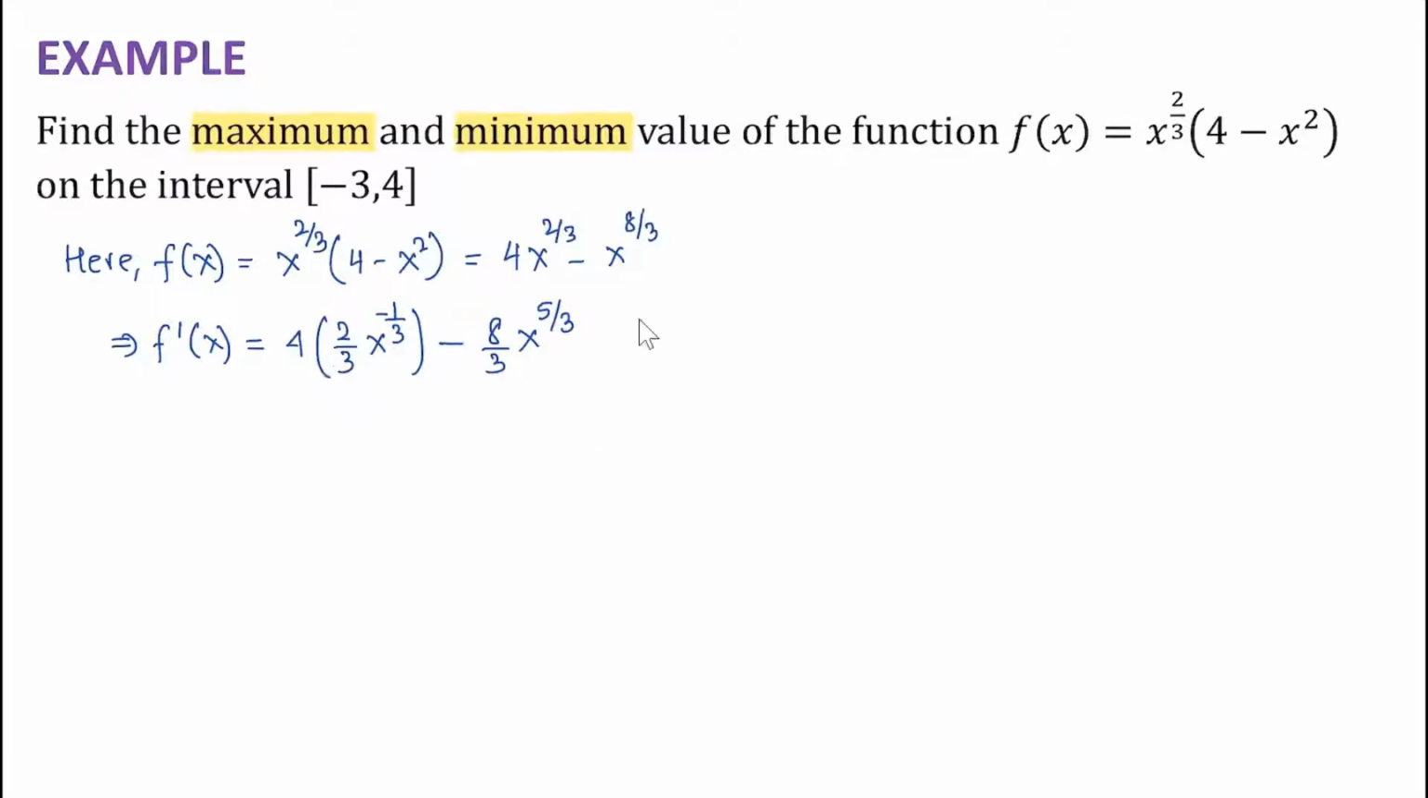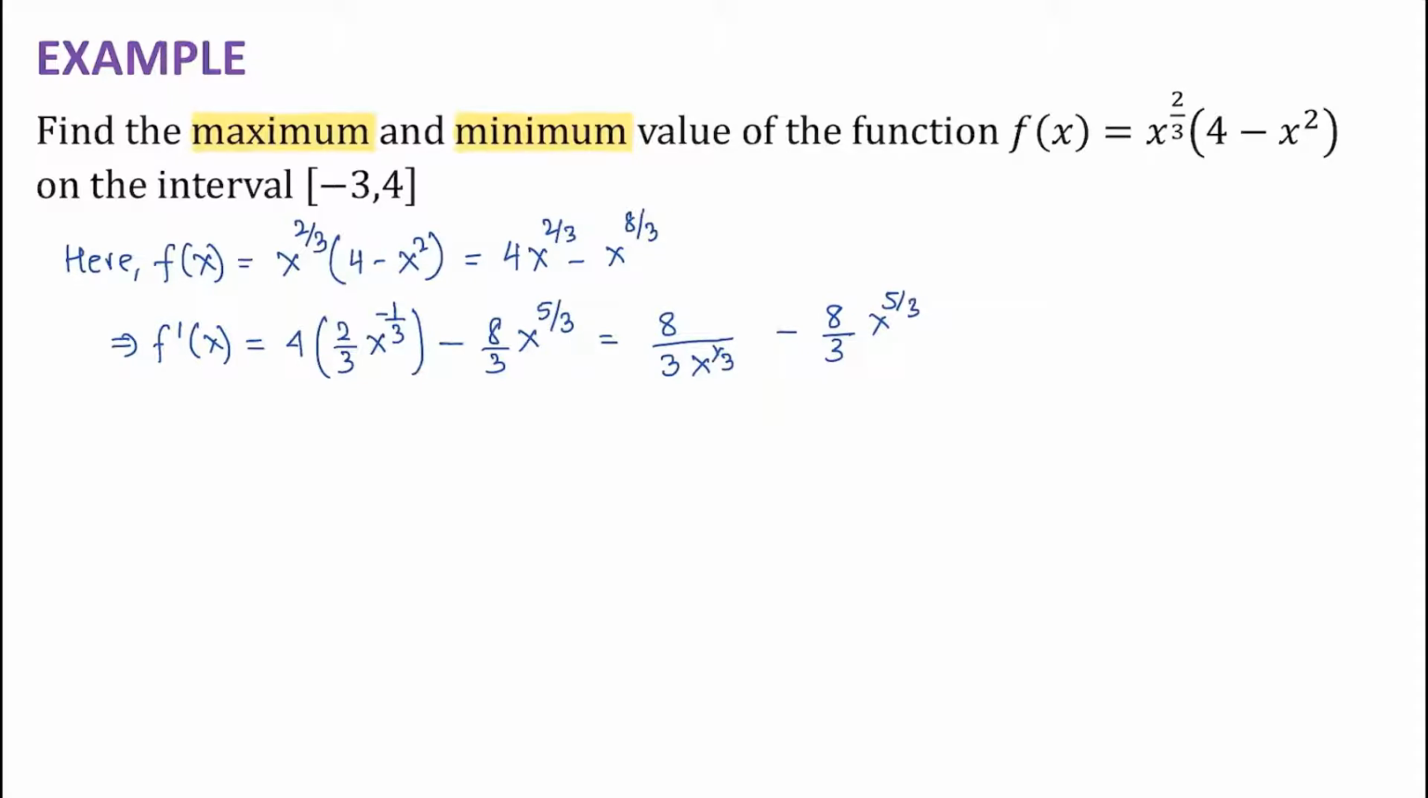Now let's simplify and make this a little nicer. If we multiply 4 with 2/3, it will be 8/3. So this is equal to 8 over 3, and x to the negative 1/3, if I take it to the denominator, will be x to the positive 1/3. And then minus 8/3 x to the 5/3. I'm going to write it as it is for now.